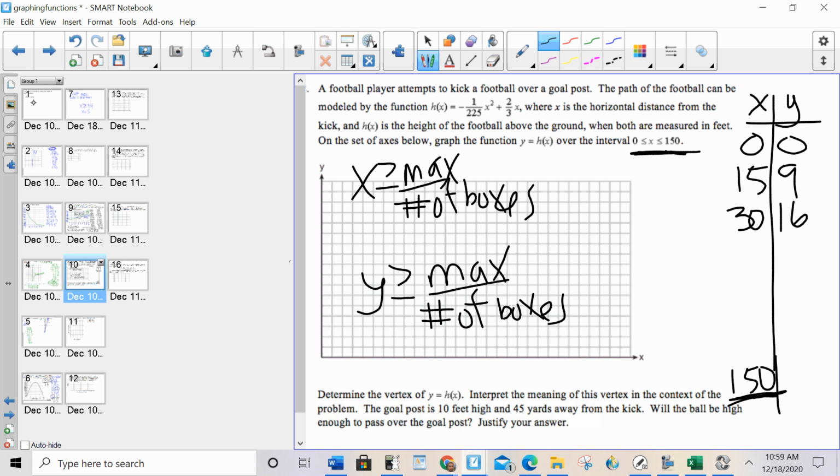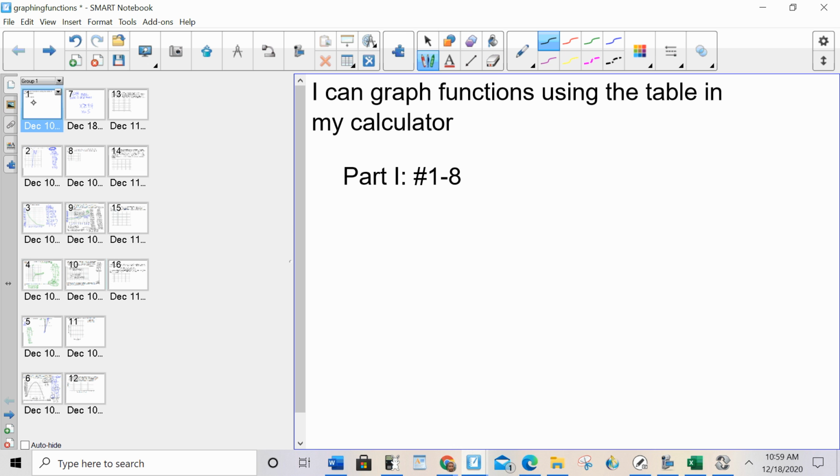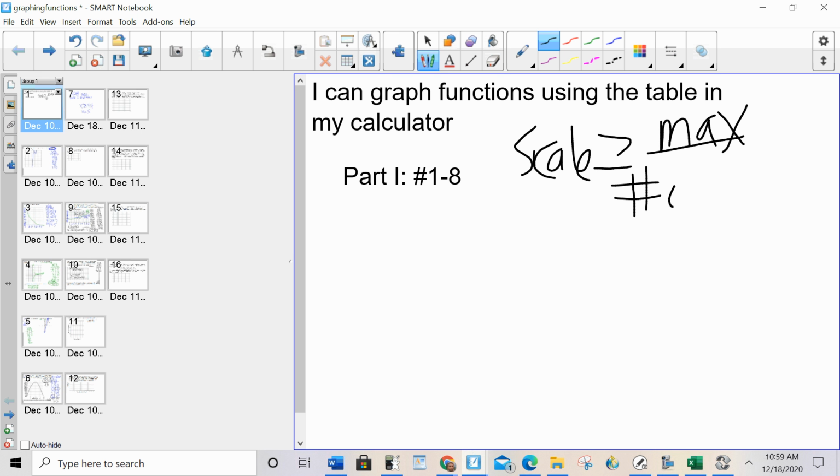I can graph functions using the table and the calculator. And I'd say if there's one other important thing to take from this, in addition to the fact that we're building on previous lessons by finding the intersections and the maximums and the minimums, is that for scale, the scale is greater than or equal to the max divided by the number of boxes.